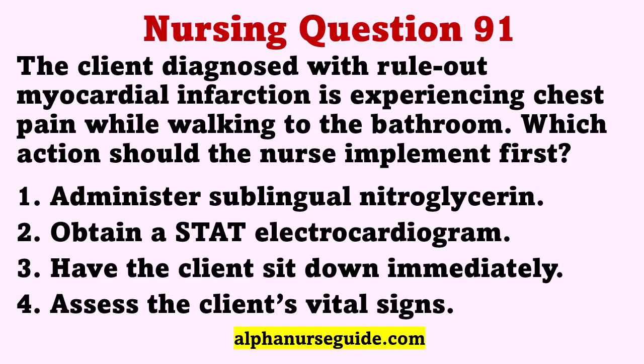The correct answer is 3. Have the client sit down immediately. Stopping all activity will decrease the need of the myocardium for oxygen and may help decrease the chest pain. The nurse must assume the chest pain is secondary to decreased oxygen to the myocardium and administer a sublingual nitroglycerin tablet, which is a coronary vasodilator, but this is not the first action.